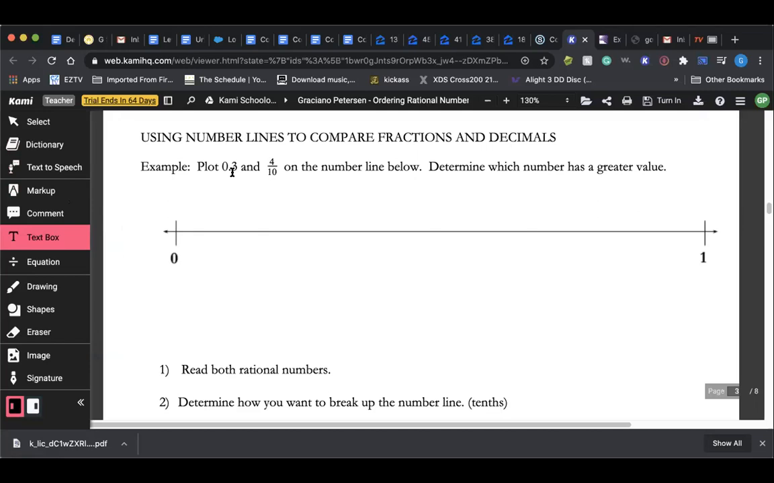In 0.3, the 3 is in the tenths place, so as a fraction that would be 3/10. Great. In order to compare a decimal to a fraction, I need to convert one to the other. That's always going to be my first step. If I'm comparing a decimal to a fraction, my first step is to make them both the same, either both decimals or both fractions. How do I turn a decimal into a fraction?